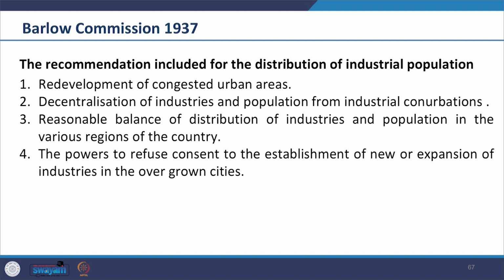Then the recommendation included achieving a reasonable balance of distribution of industries and the population in the various regions of the country. The central authority should have the powers to refuse consent to the establishment of new or expansion of industries in the overgrown cities unless some overriding reasons exist for allowing it. So, now authority would have the power to decline it. So, that was a suggestion made.